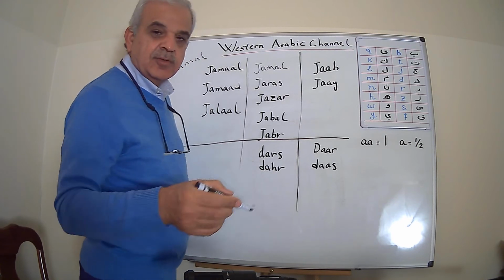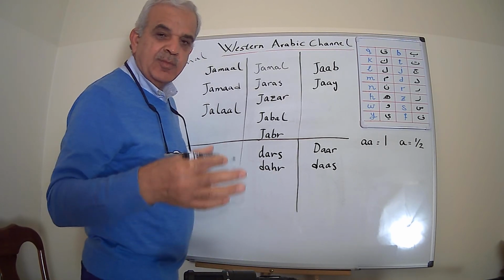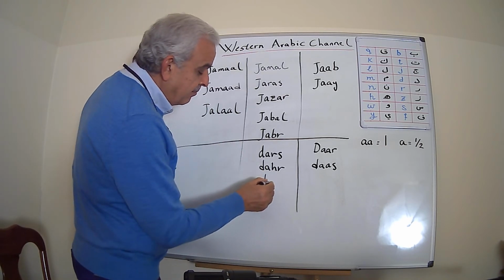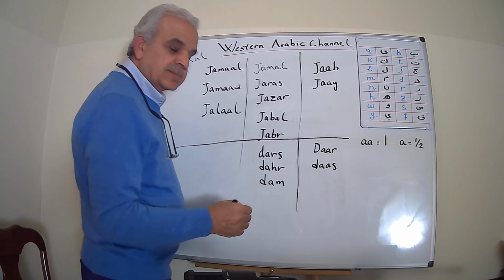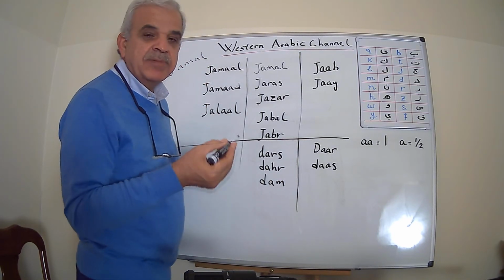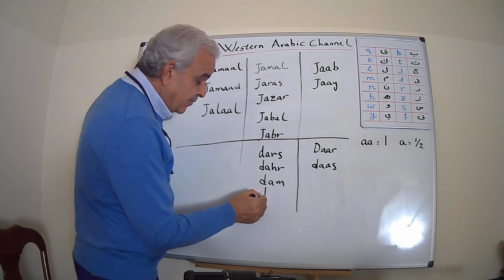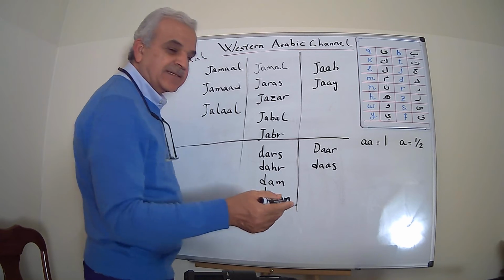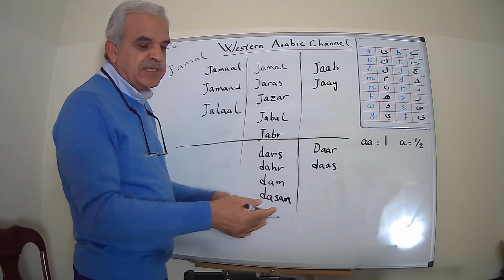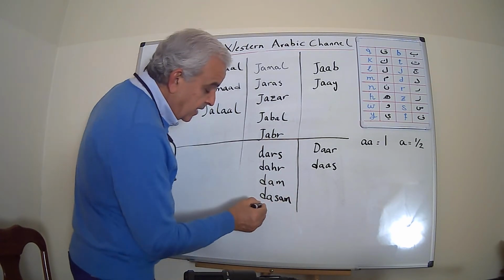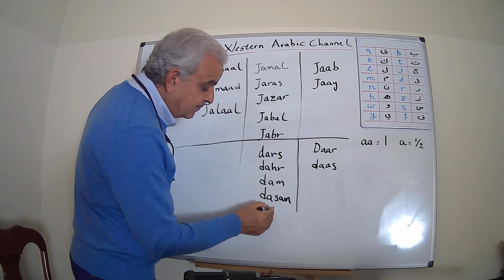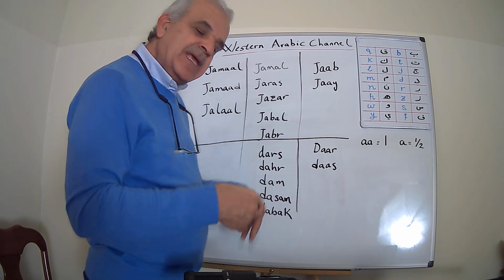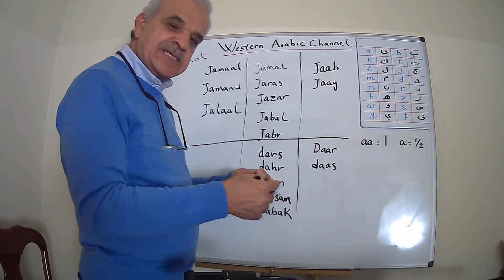We have the word Dahr. Those who know Quran: هل أتى على الإنسان حين من الدهر. Dahr means time. Then we have Dam, which means blood. We say Dasam. Dasam means fat. When the food is fatty, we say it's dasam. We have the verb Dabak, the dabka, dancing. He performed dabka.